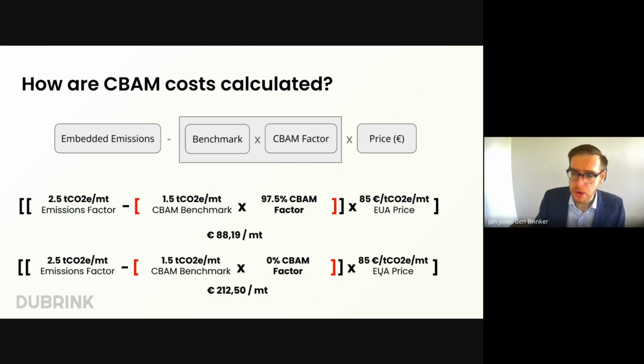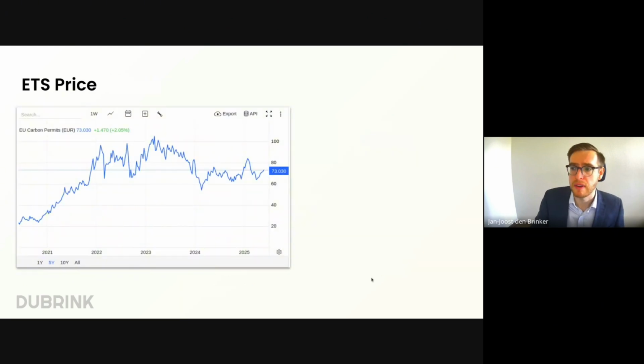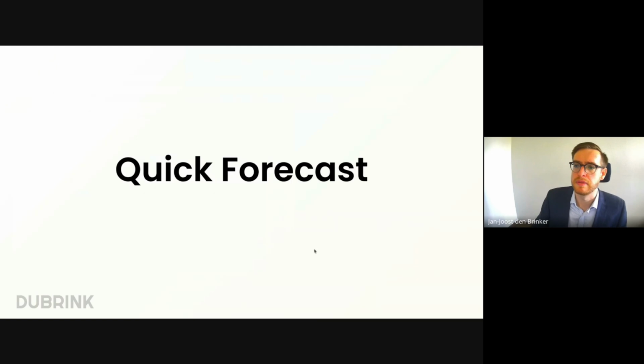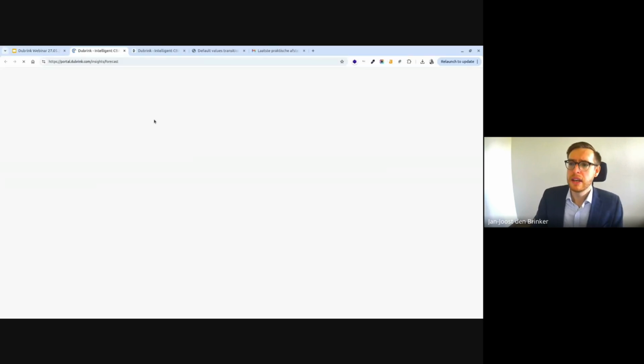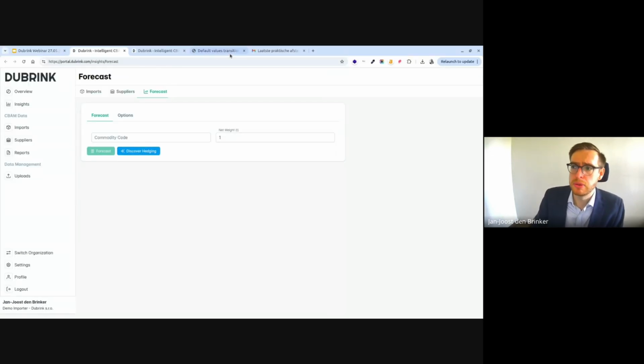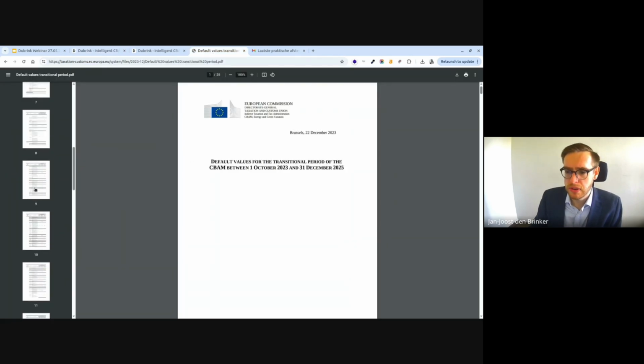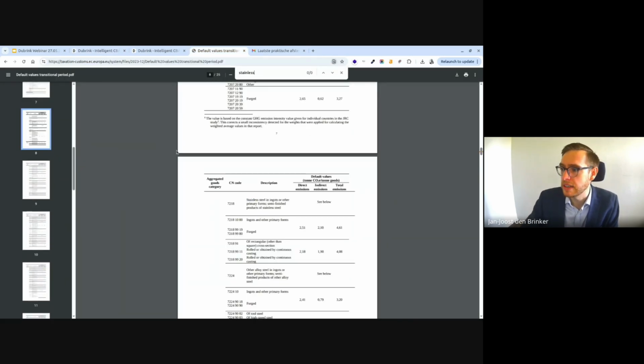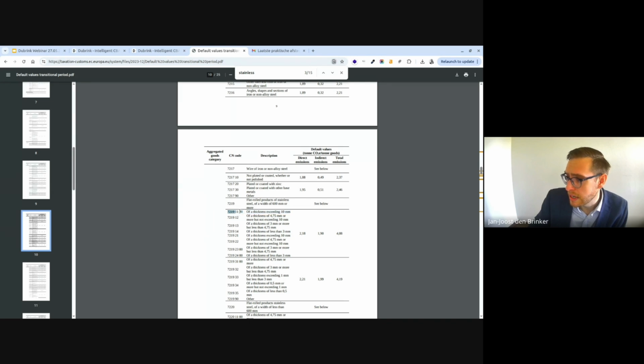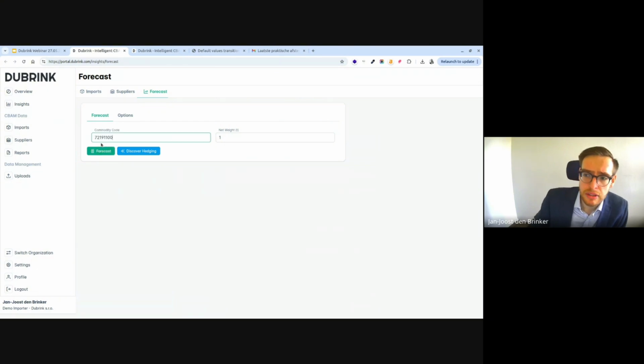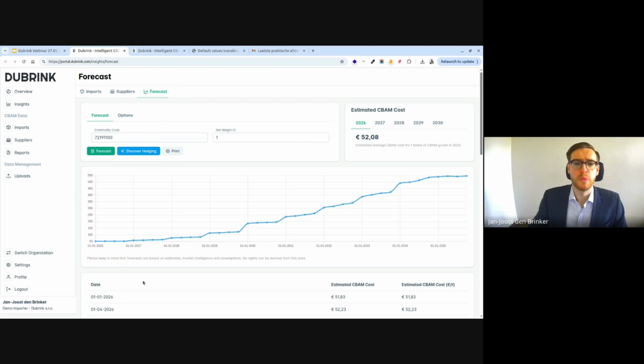Keep in mind that the EUA price is also still fluctuating. This morning I took this screenshot, but you can see this is developing quite rapidly. To make it tangible, let's quickly do one or two CN codes just to show you guys. I will search for stainless. Let's take this. This is a stainless steel product with a certain thickness. If we enter that into the equation and we click forecast, you will see that it will work out to about 52 euro per ton starting in 2026.